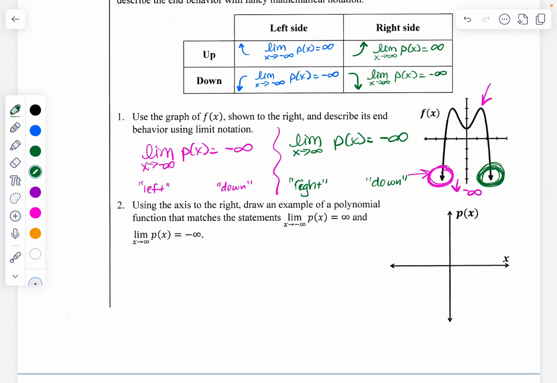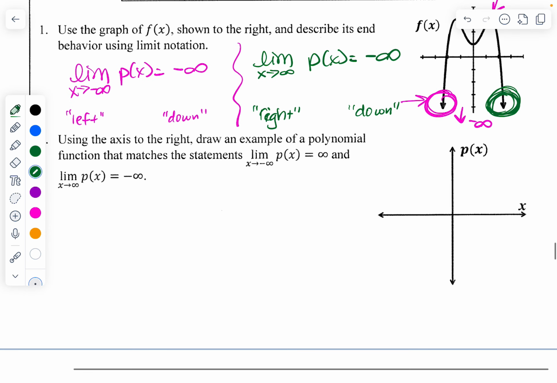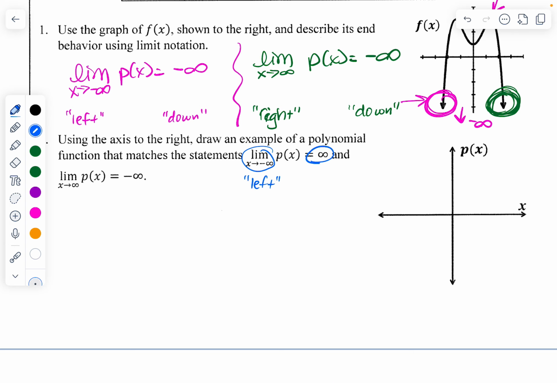Number two, let's see what this would look like if I went from the words to a drawing. The limit as x approaches negative infinity is like saying the left. So as we're going left, p of x is going to infinity. This means up. So as x is going to the left, it's going to go upwards. We can sketch that however you want, maybe something like this.